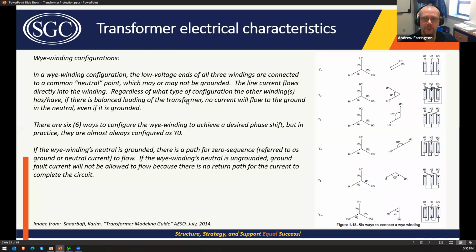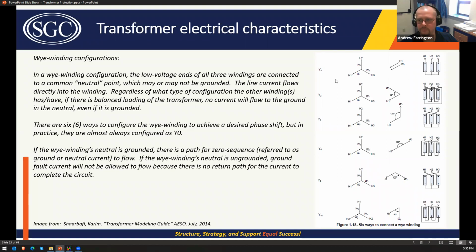Y winding configurations. So now we're going to get into the transformer's electrical characteristics, which depend on the kind of transformer, right? In a Y winding configuration, the low voltage ends of all three windings are connected to a common neutral point, which may or may not be grounded. The line current flows directly into the winding. So if you have line current coming in here, it goes into the winding, and then it hits the common point or the neutral point.